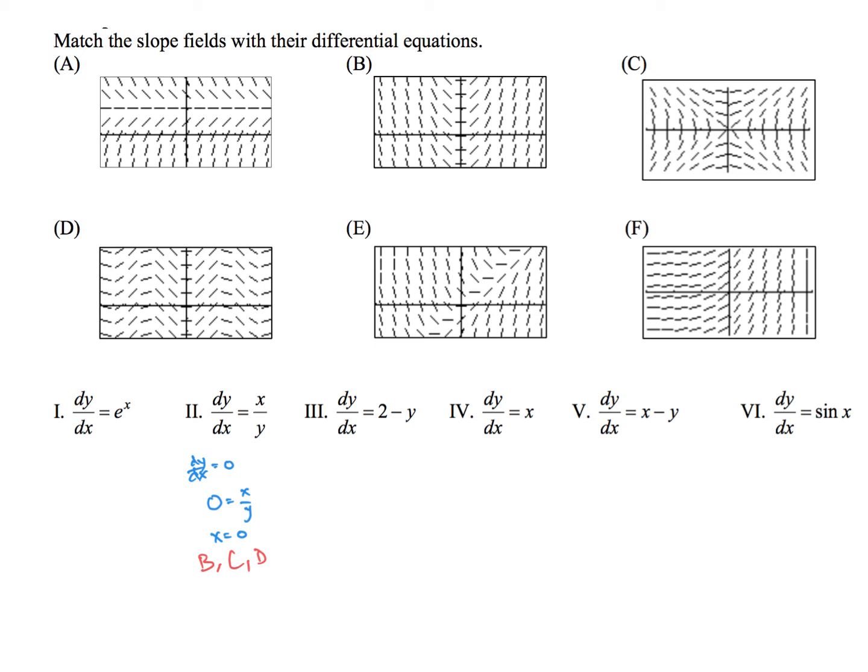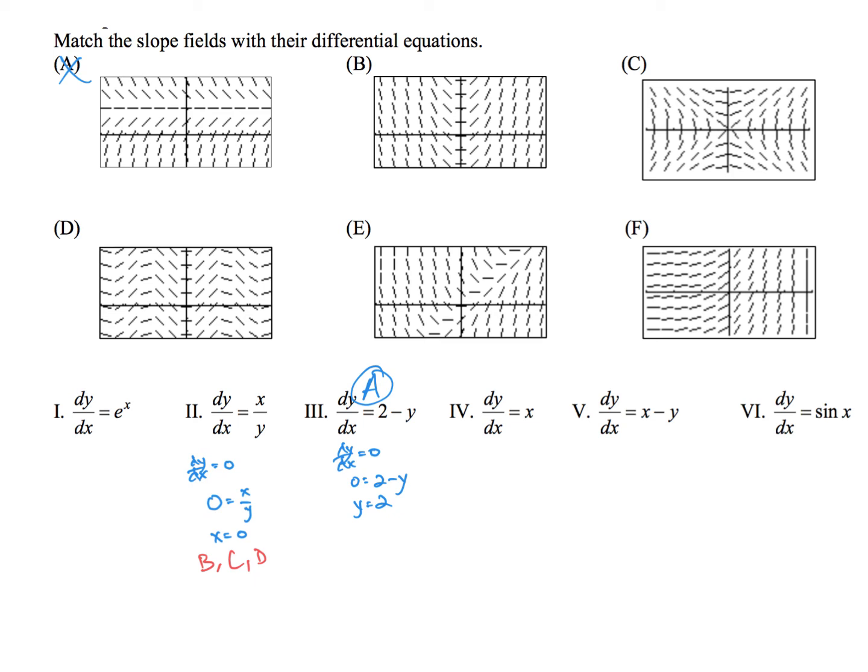So let's look at number 3. We're going to set dy dx equal to 0 again. So I got 0 equals 2 minus y. What does y equal? 2. So I should have horizontal slopes. I should have 0 slopes on the line y equals 2. Which one tells me that? A. A tells me that. Oh, not A there, silly. A right there. So we figured out what A is.